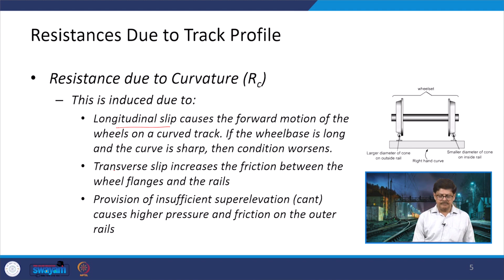Another thing is there can be a transverse slip also, and this transverse slip increases the friction between the flange and the rail interaction. Then provision of insufficient super elevation, because you are talking about a curve, so the outer side has to be raised with respect to the inner side.